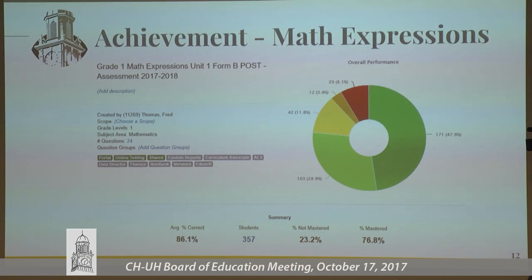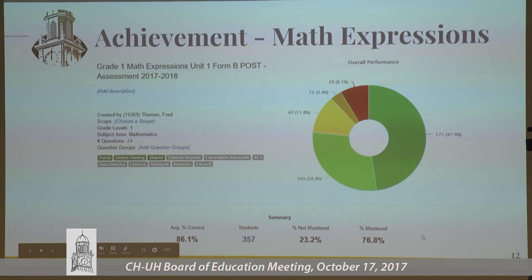Math Expressions is the board adopted curriculum, and just like when we were in school and you had the section quiz or the chapter test, the unit exam is similar to that. It's a chunk of material that the students are then scored on. Similar to our state measure, we can separate performance. But the big piece here that we're looking at is under the summary. We can see that 357 students have taken the test, which is almost 100% of our first graders, that 23% of them have not yet mastered all of the material, and 77% of them have.